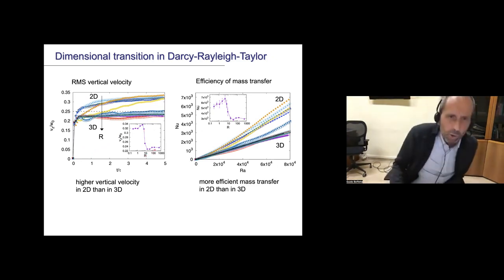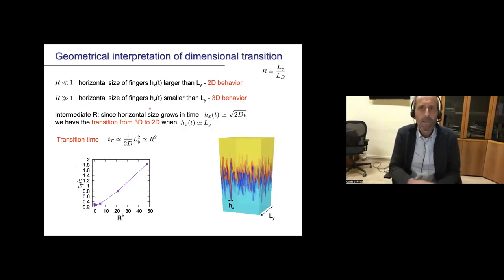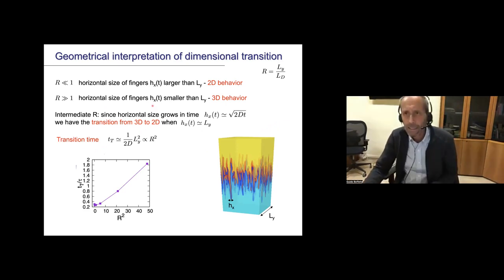So we want to understand why we have this crossover from 2D and 3D, and we find at the end a very simple geometrical argument that I will try to explain to you in this, which is probably the last slide. The idea is that when R, the confinement scale, is smaller than the stability scale at which the fingers form, they are already generated in a two-dimensional setup, so they follow a two-dimensional behavior. When R is very large, there is no confinement, so we expect to have a three-dimensional behavior.